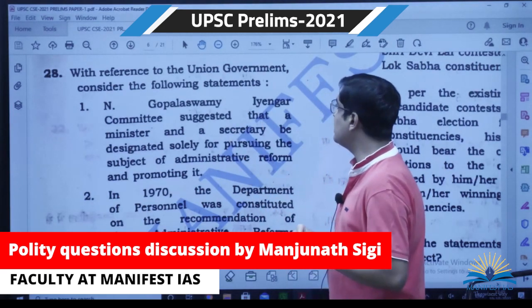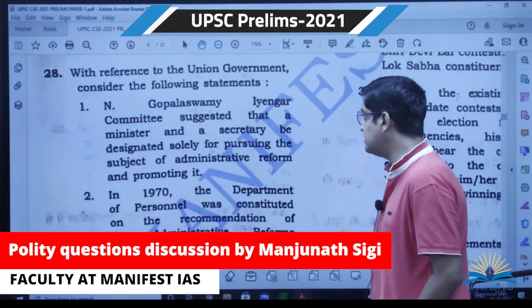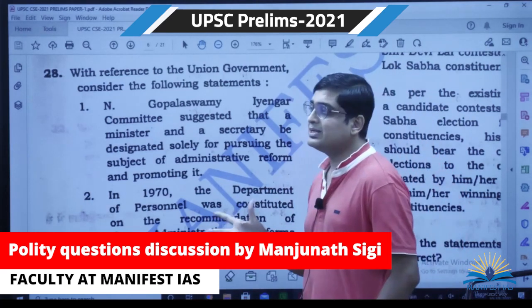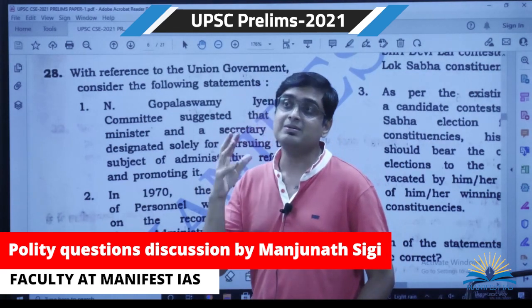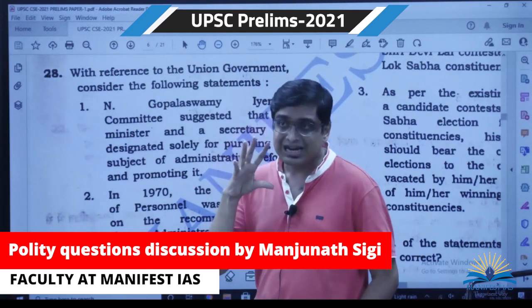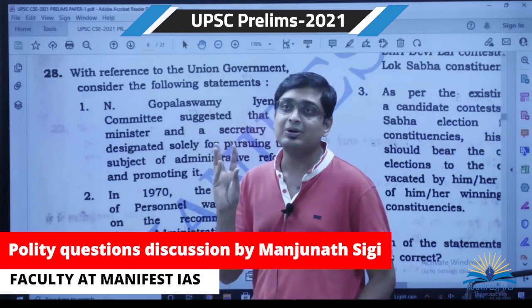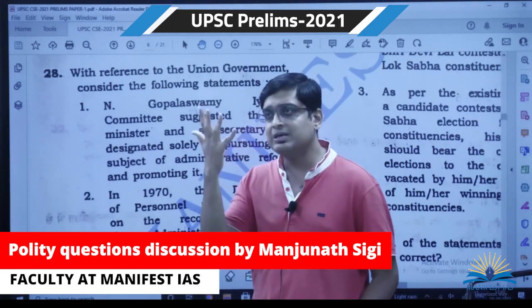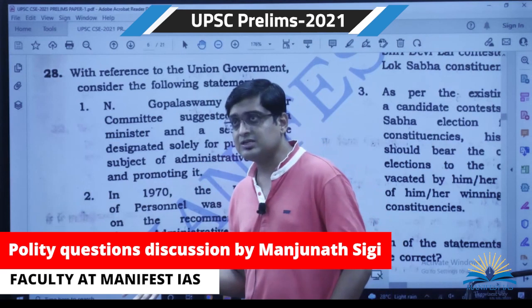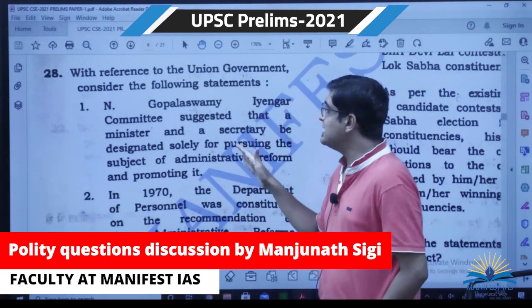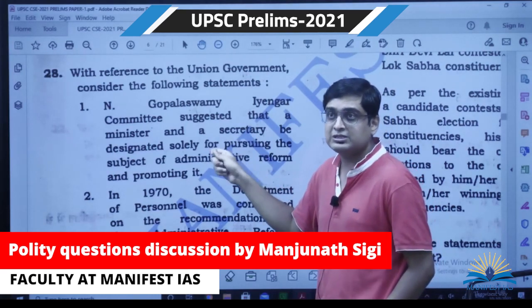Now, the first statement says that the N. Gopalswamy Iyengar committee suggested that a minister and a secretary be designated solely for pursuing the subject of administrative reform and promoting it. So basically it is saying that the N. Gopalswamy Iyengar committee, which was formed in 1950, recommended that there should be a separate ministry for administrative reforms. If you look at the report per se, the PDF which I saw, it doesn't clearly mention anywhere the formation of a ministry. It talks about ministry reorganization, various ministry changes, etc. It doesn't talk about the formation of any new ministry. There is no evidence of it. As of now, I take this statement to be wrong. I did not find any supporting evidence to prove this statement.